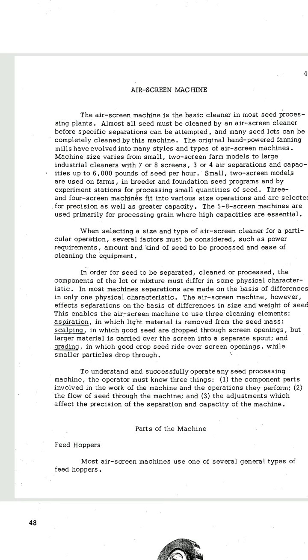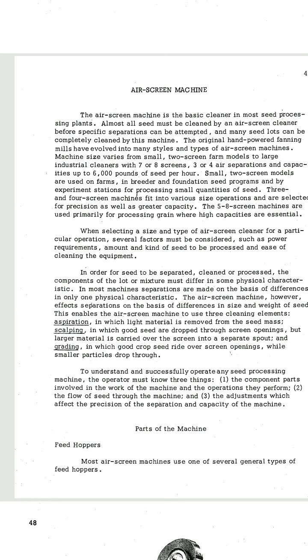So there are 3 cleaning elements in the air screen machine. First is aspiration, in which light material is removed from the seed mass. Second, scalping, in which good seed drops through the screen openings but larger material is carried over the screen into a separate spout. And grading, in which good crop seed rides over the screen openings while smaller particles drop through. So these are the 3 cleaning elements used in the air screen machine for separation of seed on the basis of size and weight: first aspiration, second scalping, and third grading.